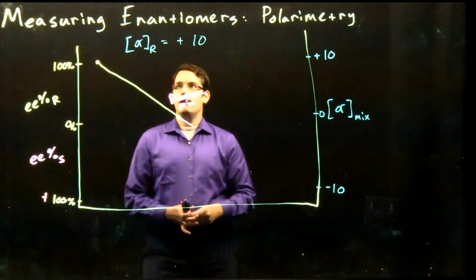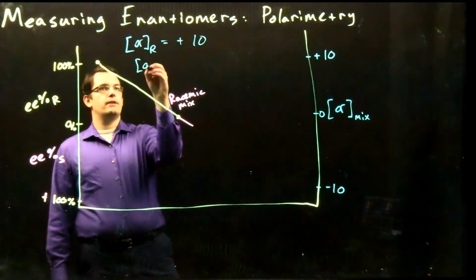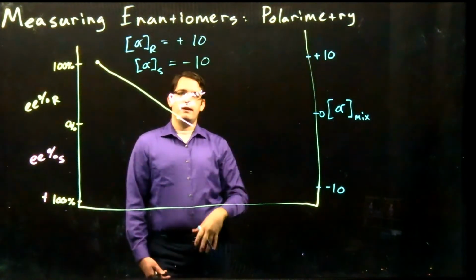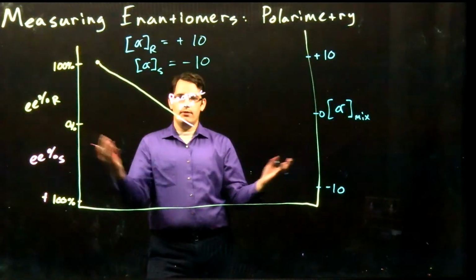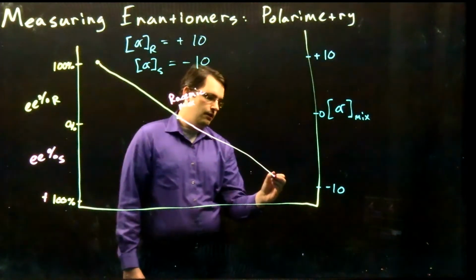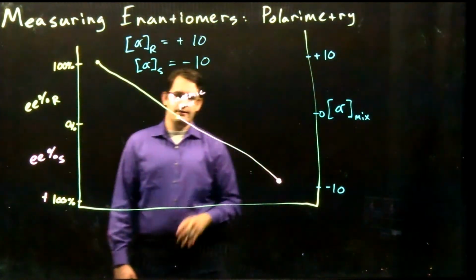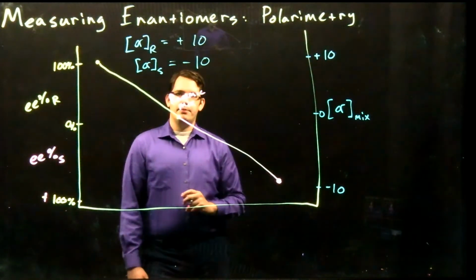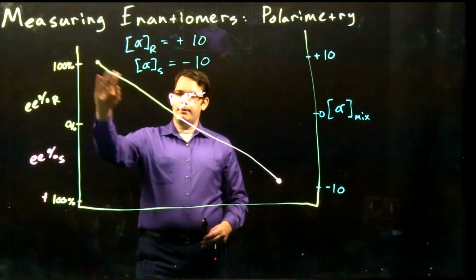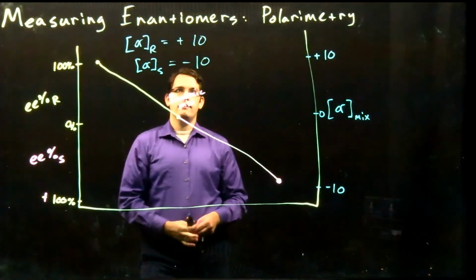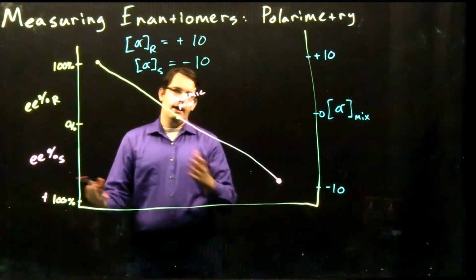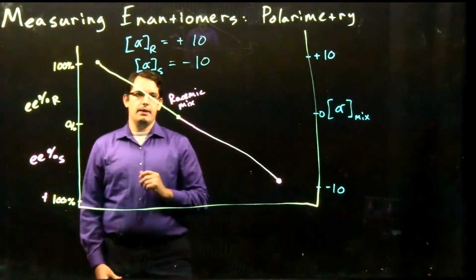Right, so remember, our R and our S enantiomer always rotate in equal and opposite directions. So if our R enantiomer rotates plus 10, our S enantiomer would rotate minus 10. As we increase the amount of S enantiomer, this will decrease until we get to minus 10 when we have pure S enantiomer. As we change that excess, we're always going to be somewhere in between these 2 points. So we can be at most plus 10, at lowest minus 10, and somewhere in between if we have a mixture of both of these.